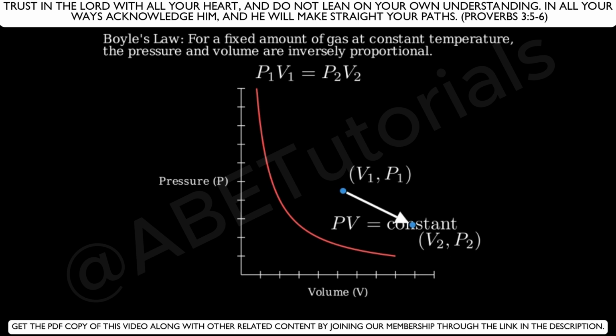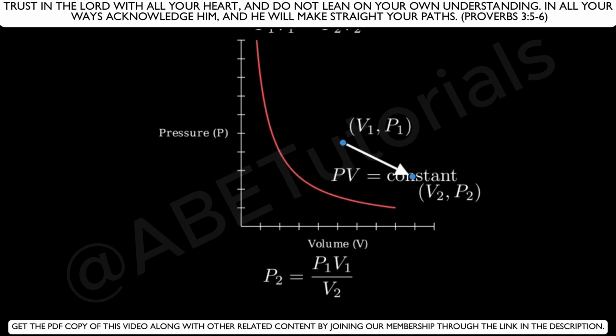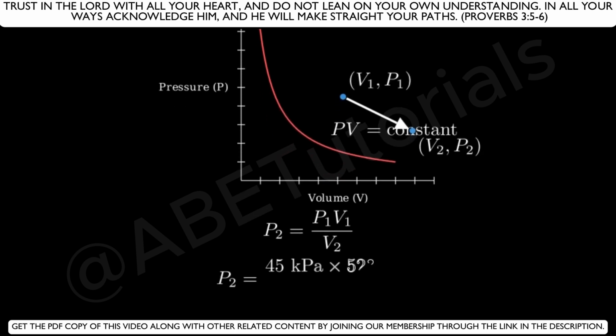Now, let's use Boyle's law to find the final pressure P2. We can rearrange Boyle's law to solve for P2. P2 equals P1 times V1 divided by V2. Let's substitute our known values. P2 equals 45 kilopascals times 528 cubic centimeters divided by 888 cubic centimeters.